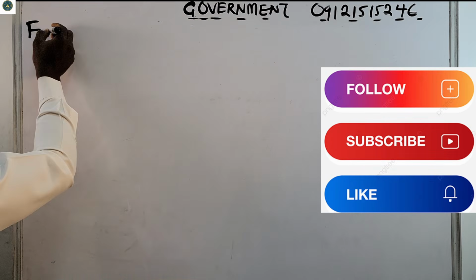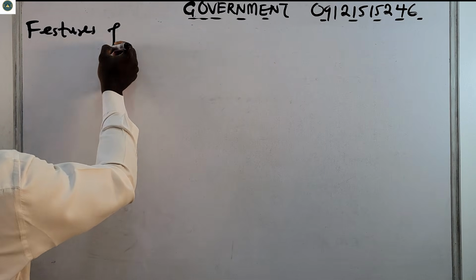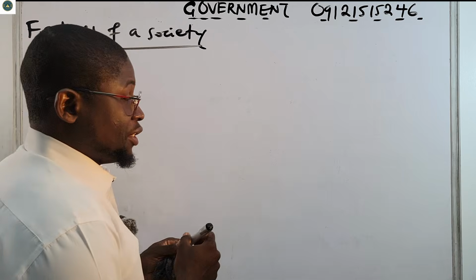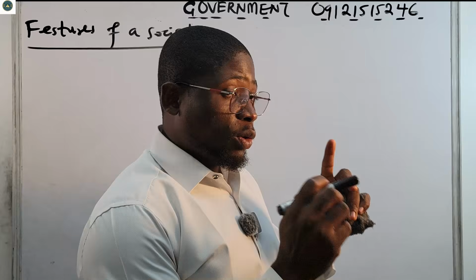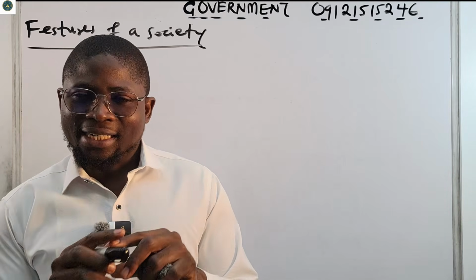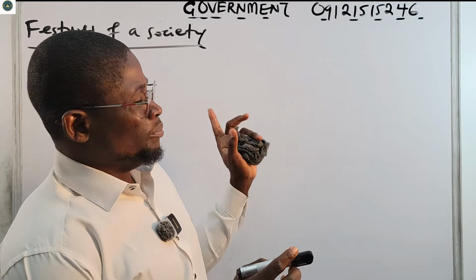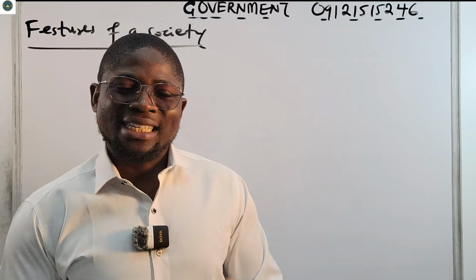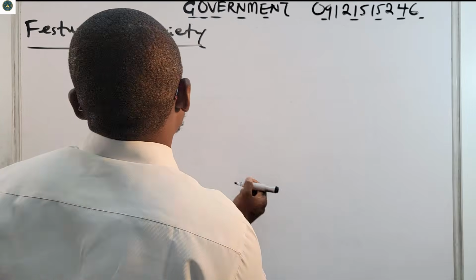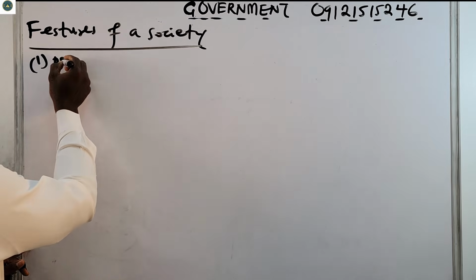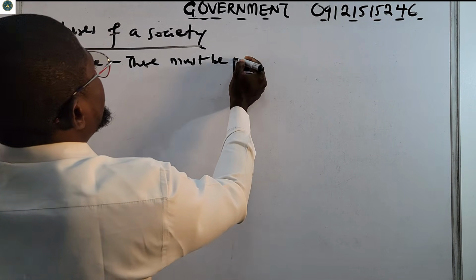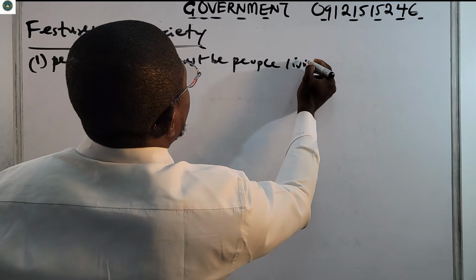So I'm looking at the features of a society. Number one, people. There must be people living together in that place. One of the basic features of a society is people. Without people, there will be no society.